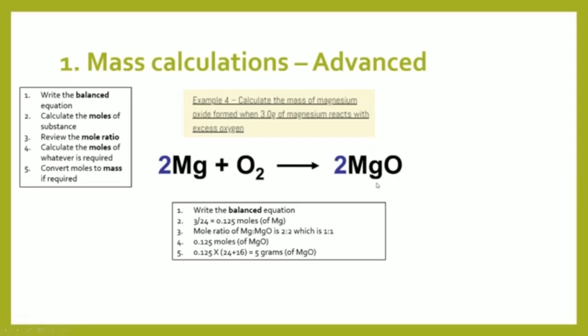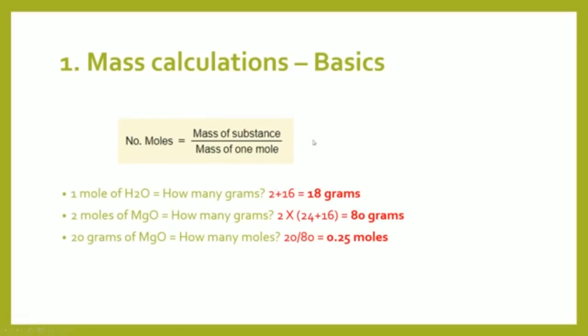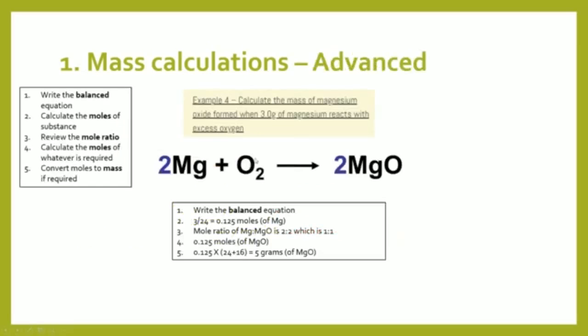Now that you know that 0.125 moles of magnesium oxide has been formed, you basically plug it back into this formula, you rearrange everything, and you get 0.125 times the relative formula mass, and that gives you 5 grams, which is the mass of magnesium oxide that was formed. So the key point here, guys, is to initially calculate the moles and take a look at the mole ratio, take a look at the moles of whatever substance was formed, and then convert that back into mass. And that's all done using this simple formula, as we took a look at before.